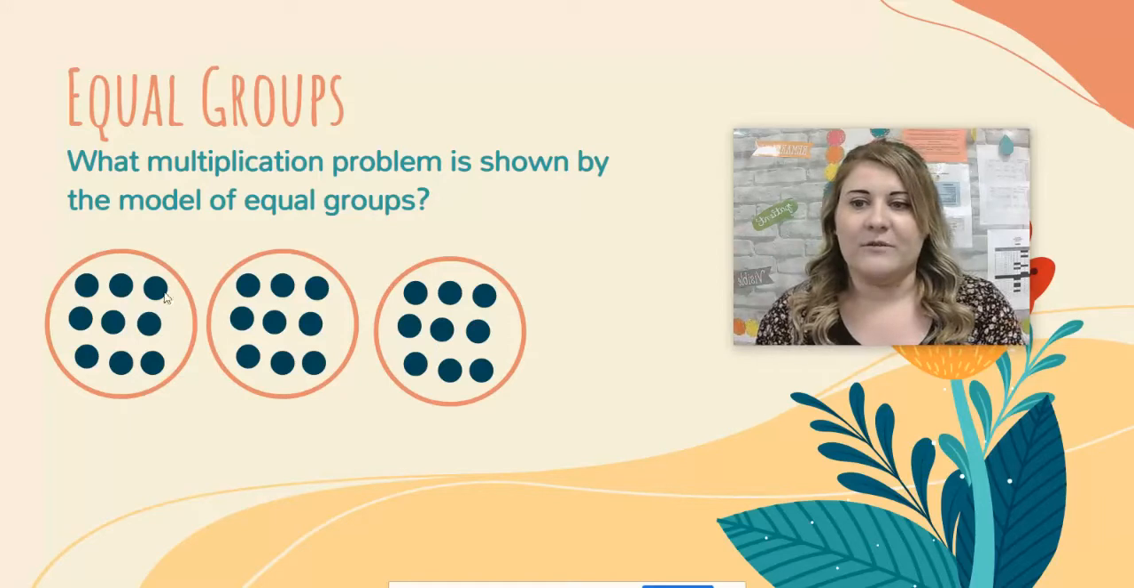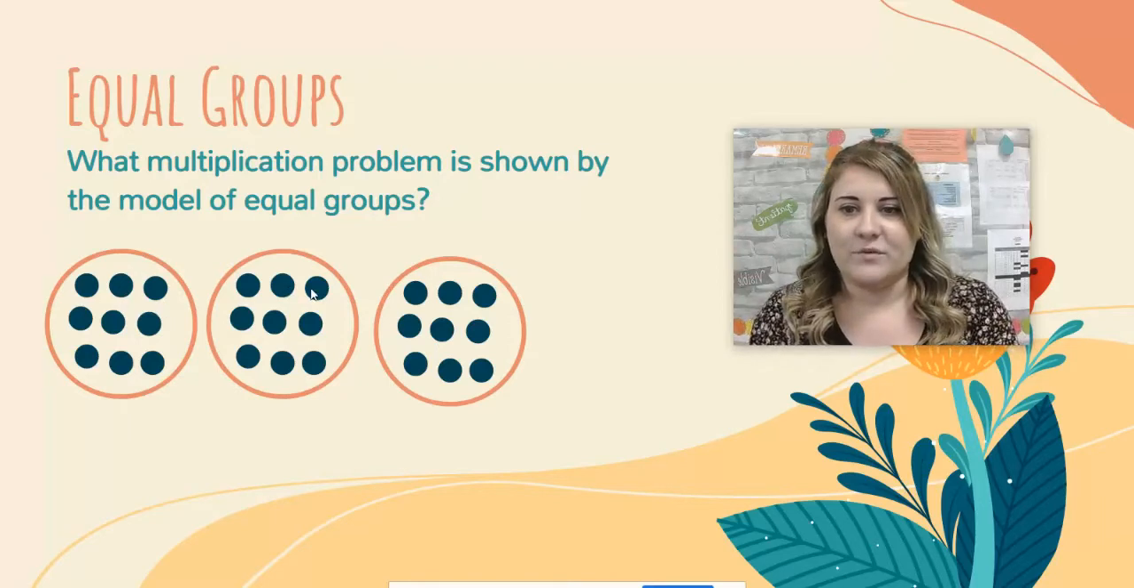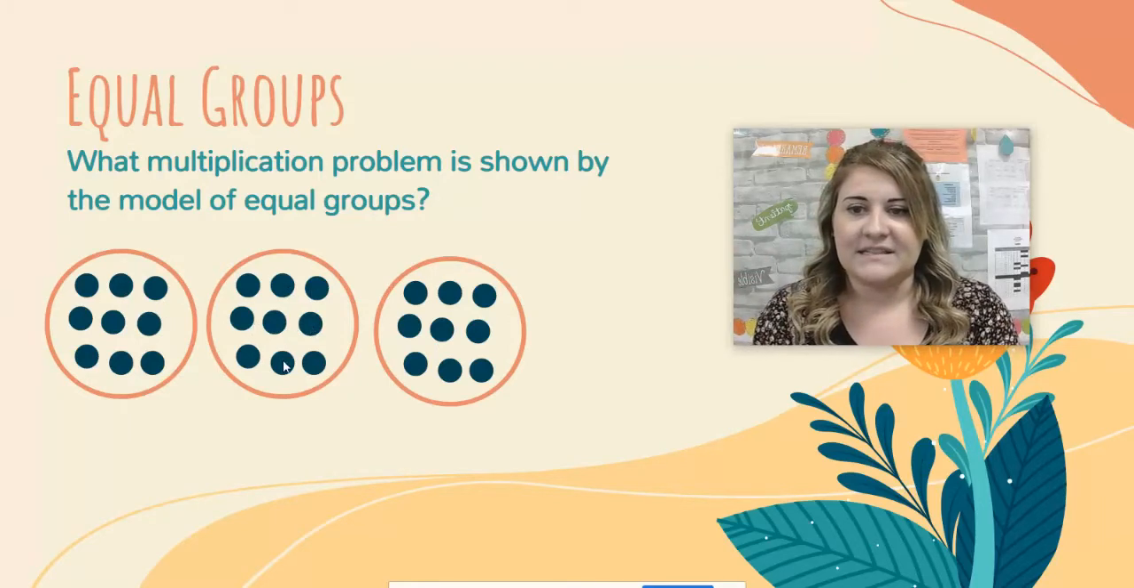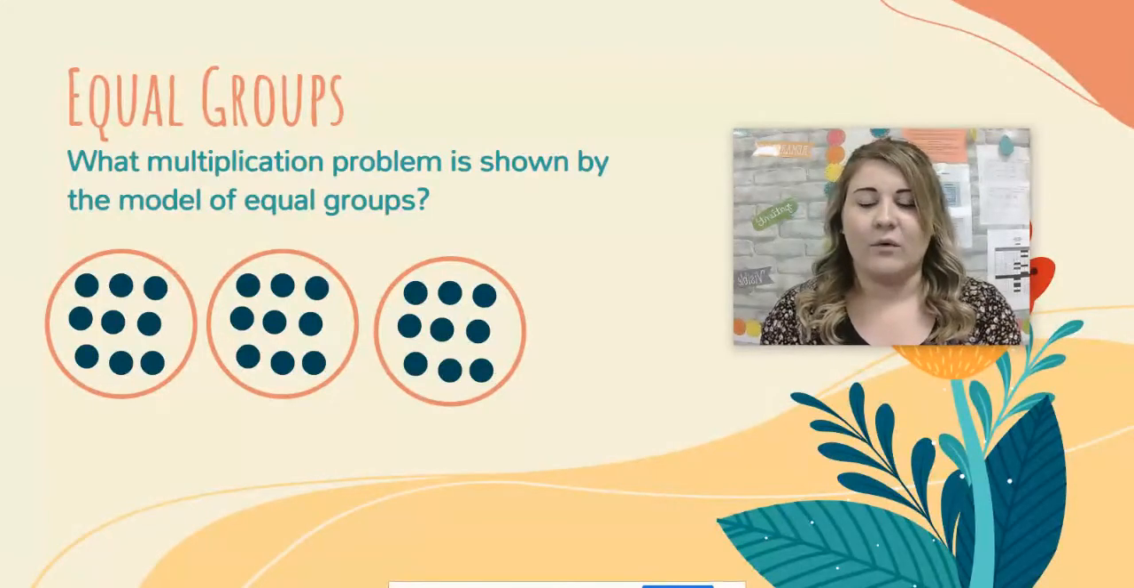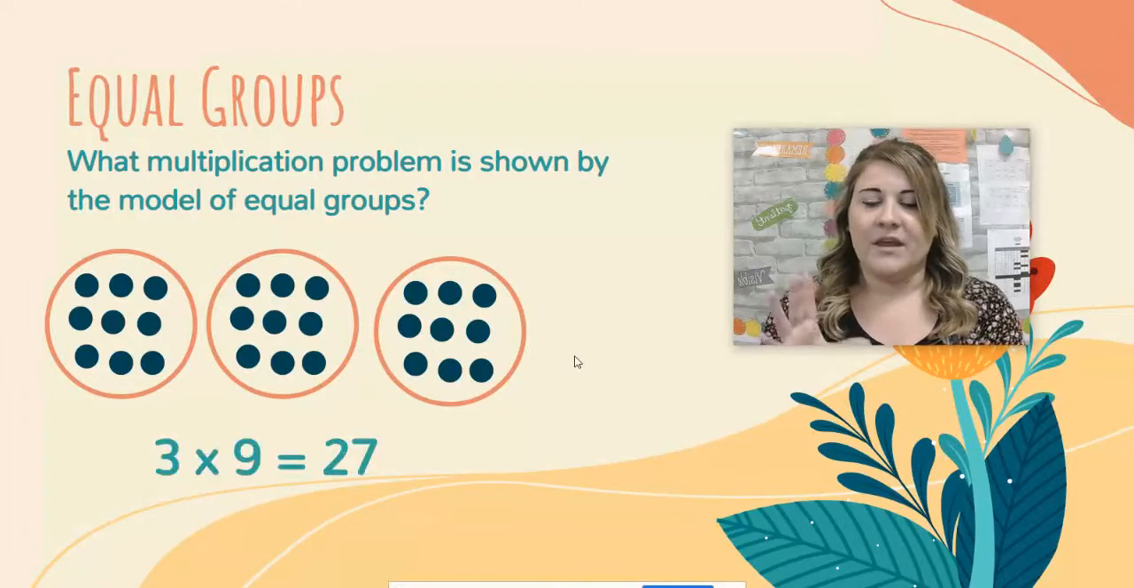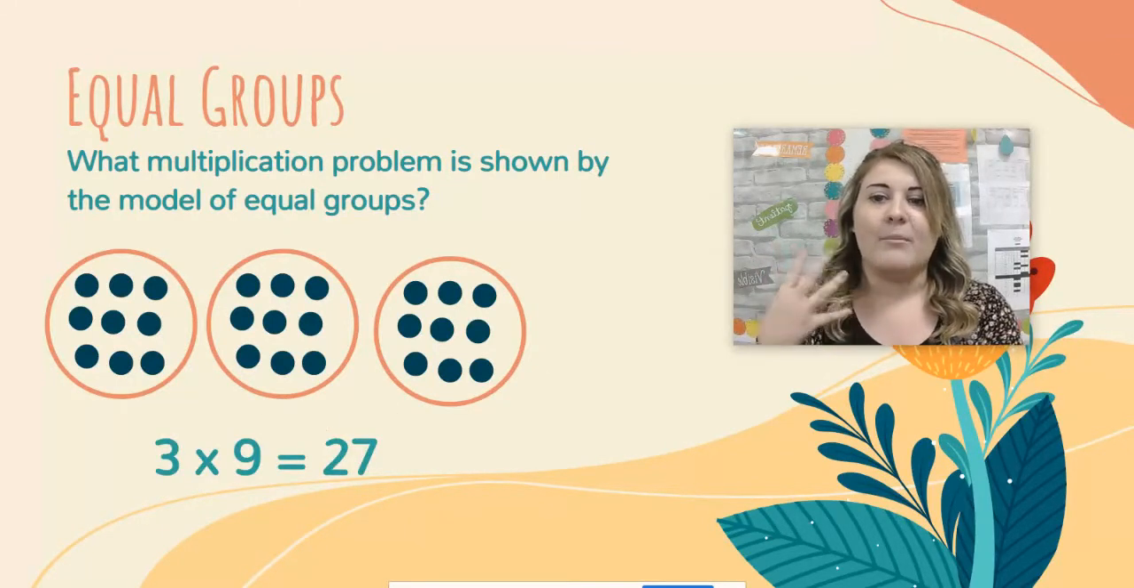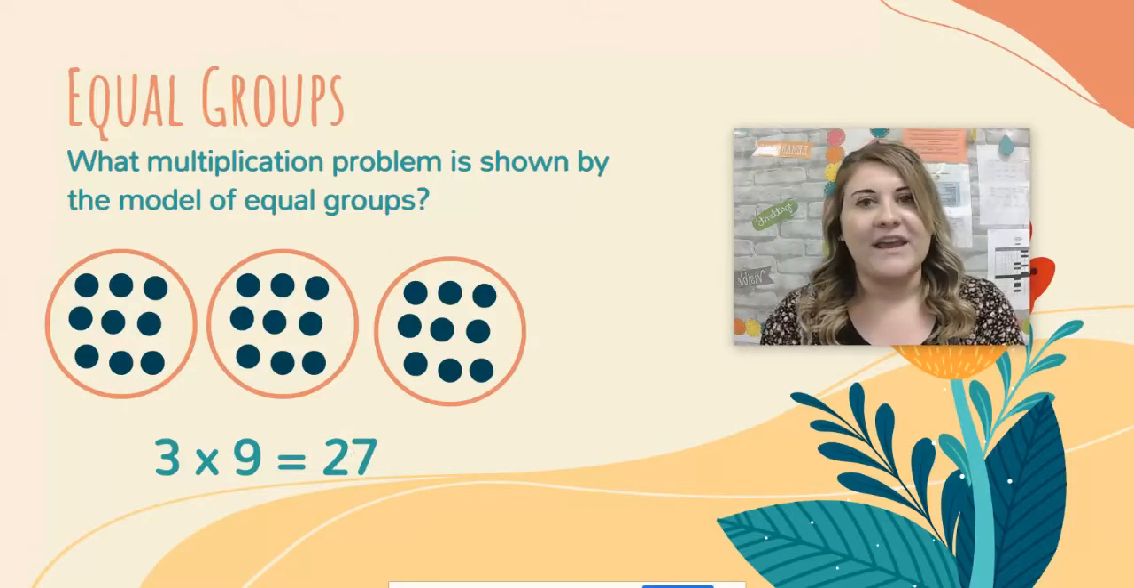9 is in this group, so let's go 9, 10, 11, 12, 13, 14, 15, 16, 17, 18, 19, 20, 21, 22, 23, 24, 25, 26, 27. So our problem is 3 groups of 9, or 3 times 9 equals 27, okay? 3 and 9 are my factors here. 27 is my product. Notice how the answer is bigger.